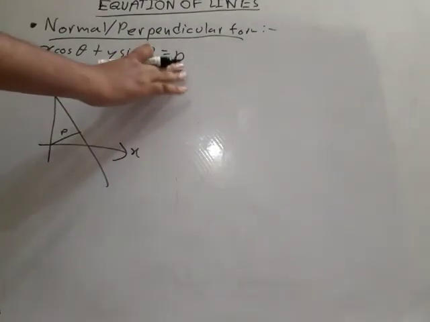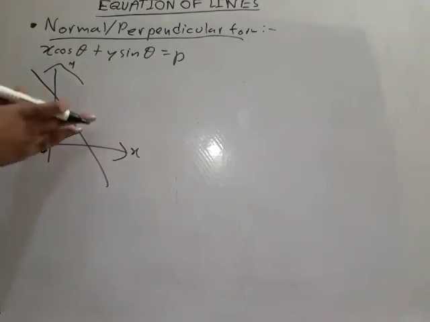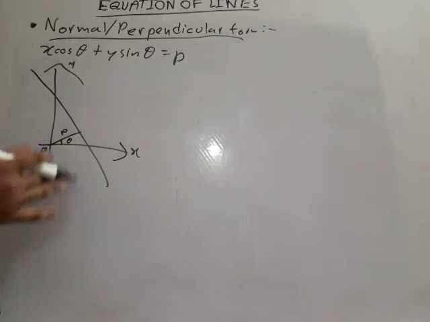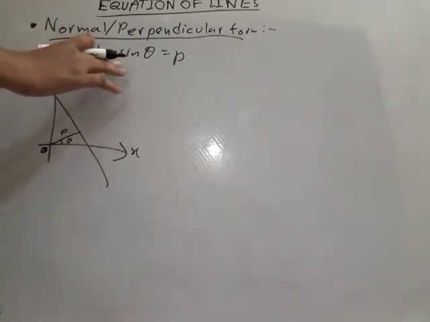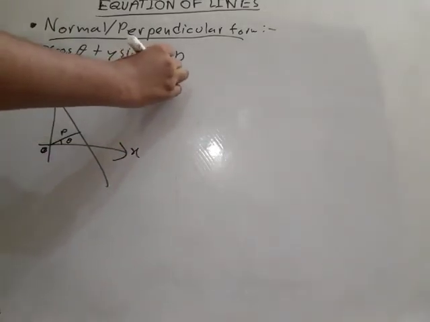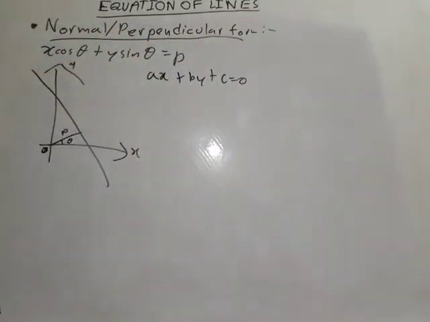Here this is p, and this line which connects the origin to the line, which is perpendicular to the line, has an angle theta with the x-axis. So this theta and this p are used here. The normal form becomes x into cos of theta plus y into sin of theta equal to p. Now how to convert the general form ax plus by plus c equal to 0 to the perpendicular form?